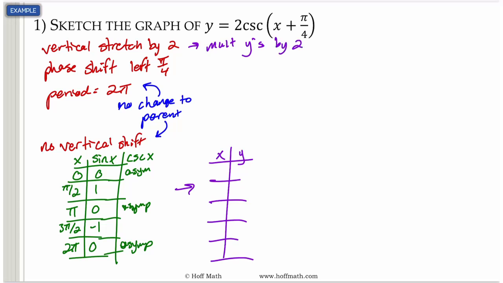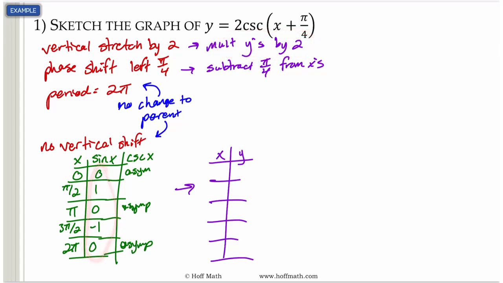And then the phase shift left pi over 4 means we're going to subtract pi over 4 from the x's. And then of course there's no change to the period, which would be the horizontal stretch or shrink, and there's no change to a vertical shift. So all I really need to do is multiply the y's by 2 and then subtract pi over 4 from the x's. Let's start with multiplying the y's by 2 because that'll be pretty easy.